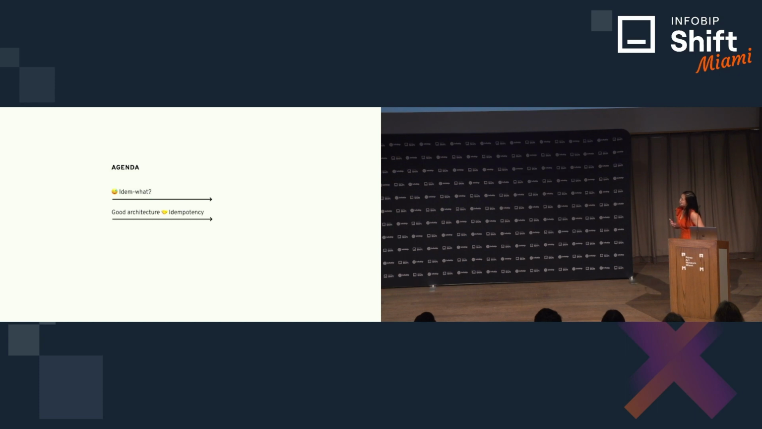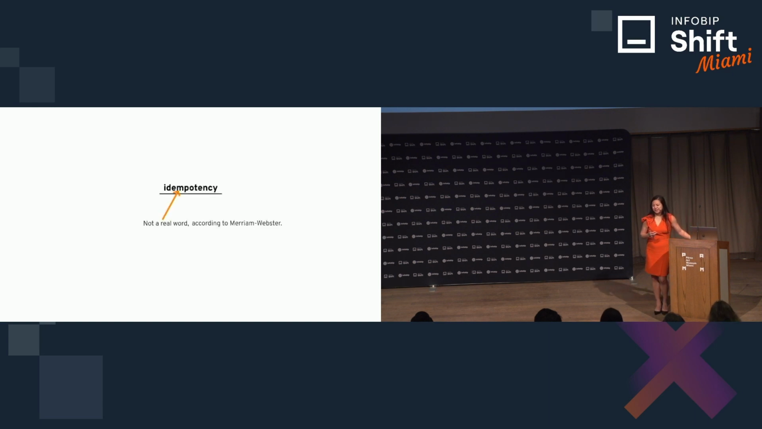Then we're going to see why idempotency matters with good architecture. Then we're going to see what elements make something idempotent. So what are the key things that you need in order to make something idempotent? And then finally, I'll share with you some tools that you can try if you want to try making your requests or APIs or functions idempotent yourself. So, idem what?